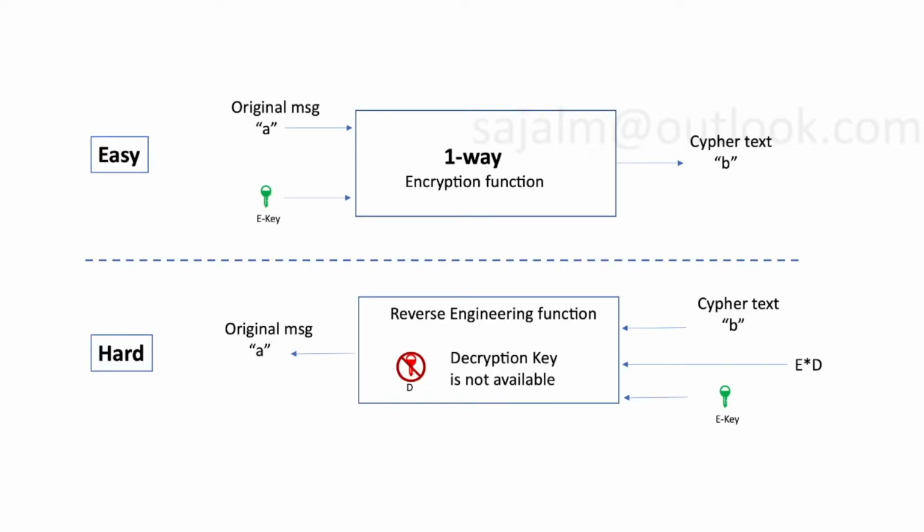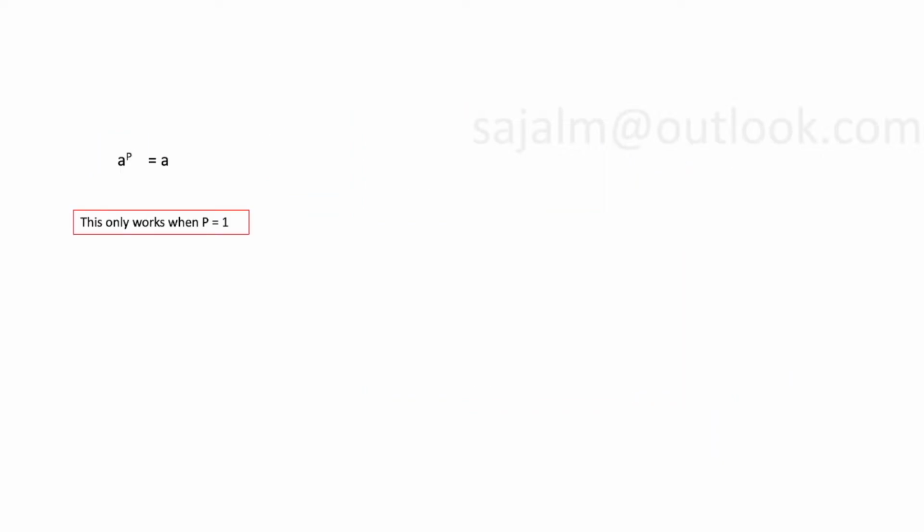And requirement number 2 is we need a one-way function which makes it easy for us to construct our ciphertext B, but is very difficult for our adversary to reverse engineer the original message A, even if the public key is known and the product of E and D, that is the encryption and decryption key, are also known. So A to the power P is equal to A only works when P is equal to 1, as we saw earlier.